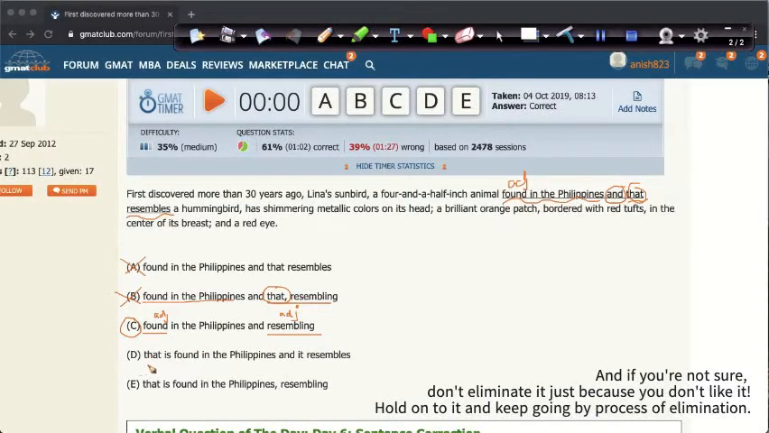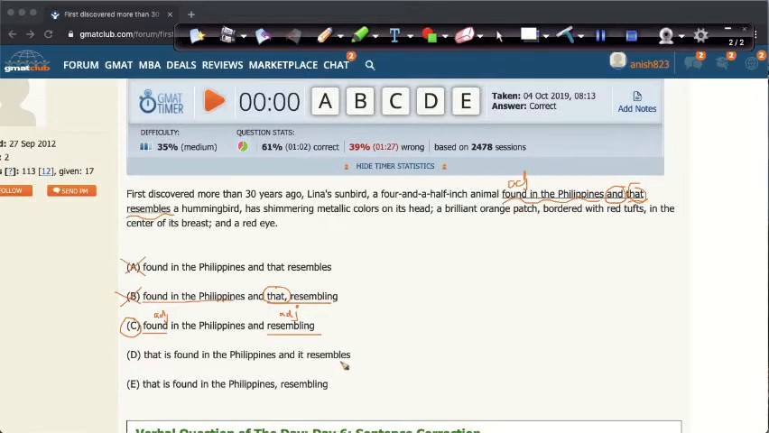Let's look at D. That is found in the Philippines and it resembles. Well, this is not parallel. We have that on this side, we have it on this side. No. And option E. That is found in the Philippines resembling. Also not parallel. We have that is found in the Philippines and we have resembling. Well, the question I actually got about this problem is related to answer choice E.